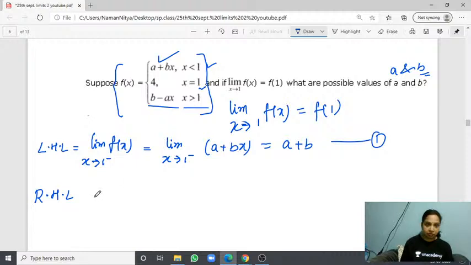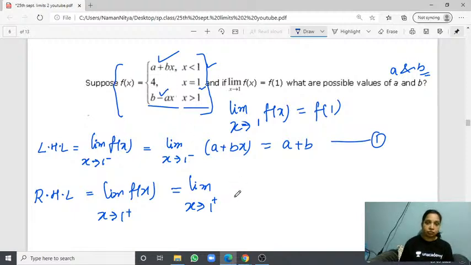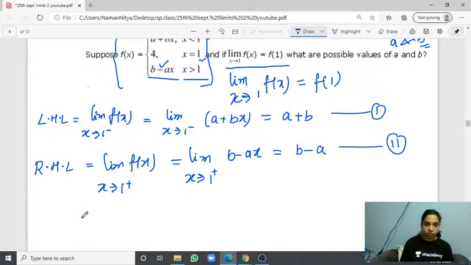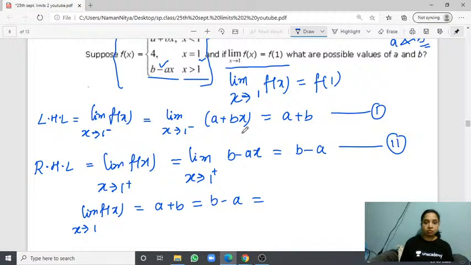And if I calculate right hand limit, it is nothing but limit f of x, x tends to 1 plus, and in this case x tends to 1 plus, so what function? The last one, b minus ax. And if I'm putting x equal to 1 here, I'll get b minus a. This is second equation. What is given in the question? Limit f of x is equal to f of 1. So if I'm calculating this limit f of x, x tends to 1, it is nothing but left hand limit equal to right hand limit. Means a plus b equal to b minus a, which is equal to f of 1.